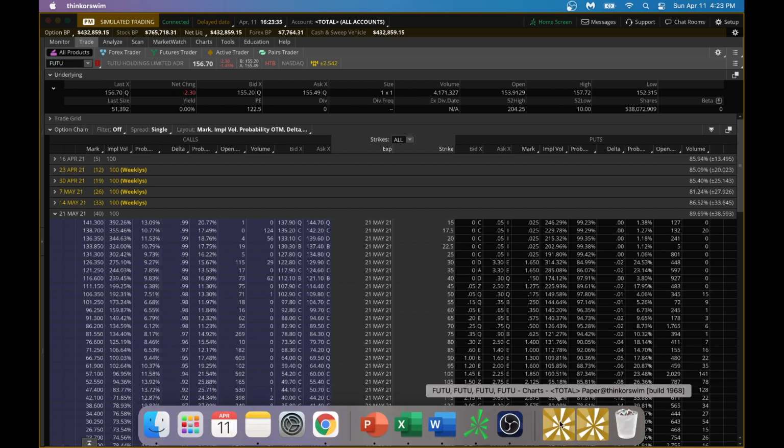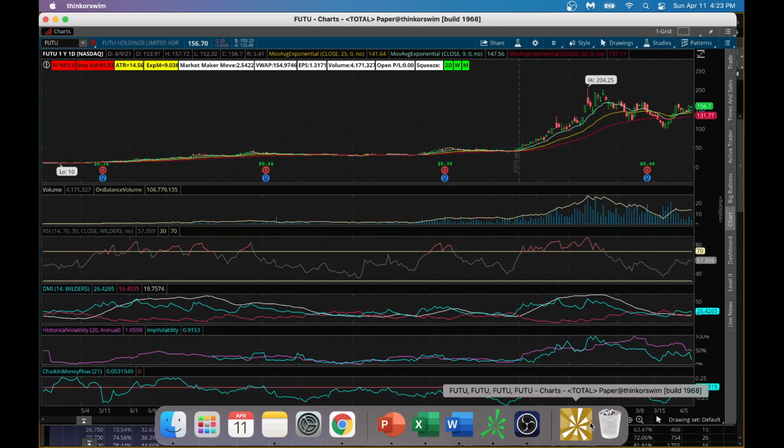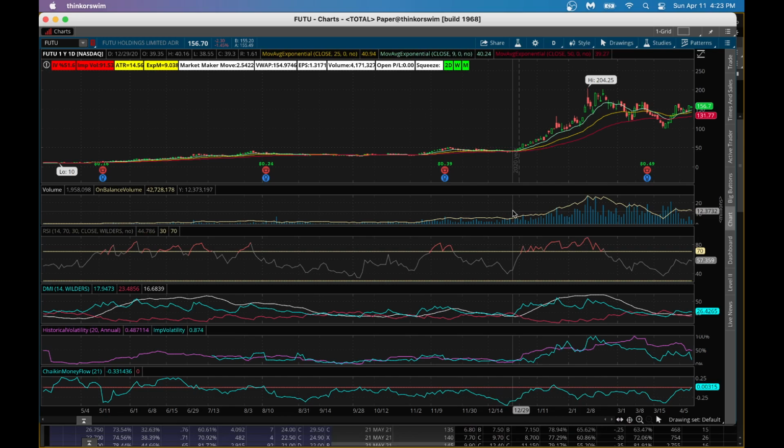So let's go into a chart here. As you can look at the chart here, nice looking chart. Stock has sold off earlier, and now it's trying to gain some momentum. As you can see here, stock is above 50-day moving average, 25-day moving average, and also 9-day moving average. That tells me stock is trending up. The trend is up, witnessed by exponential moving average crossovers.